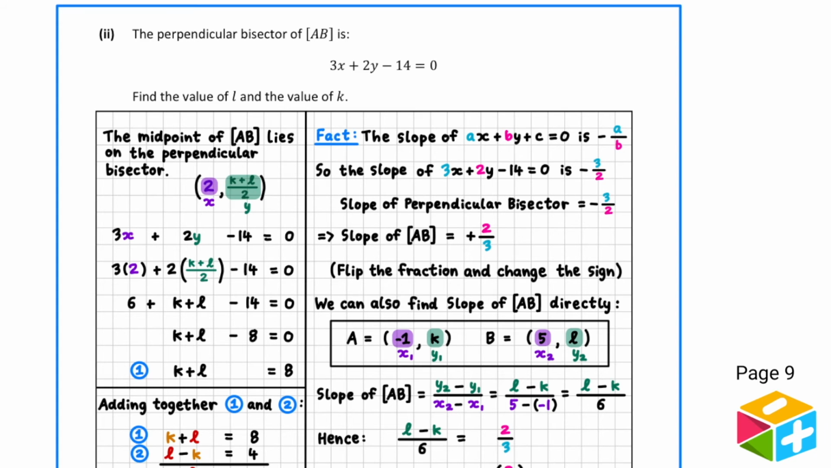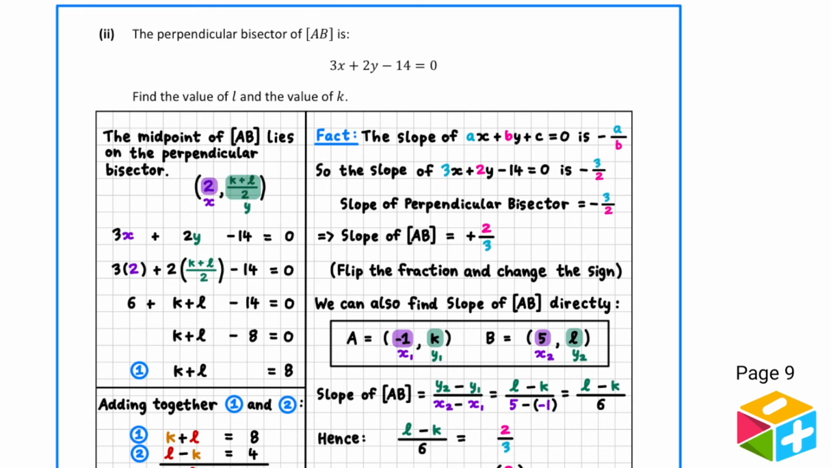The perpendicular bisector has an equation of 3x plus 2y minus 14 is equal to 0. So here we have a 3 in the slot of the A and a 2 in the slot of the B. It follows that the slope of the perpendicular bisector is minus 3 over 2.